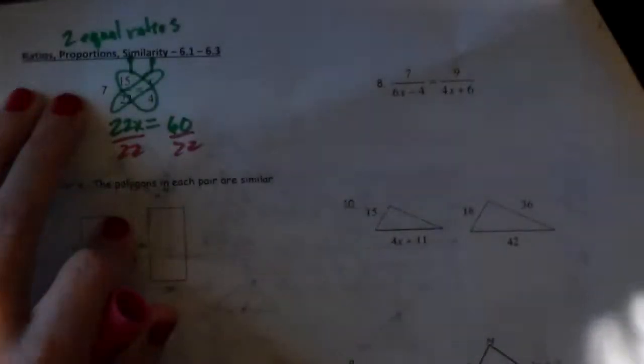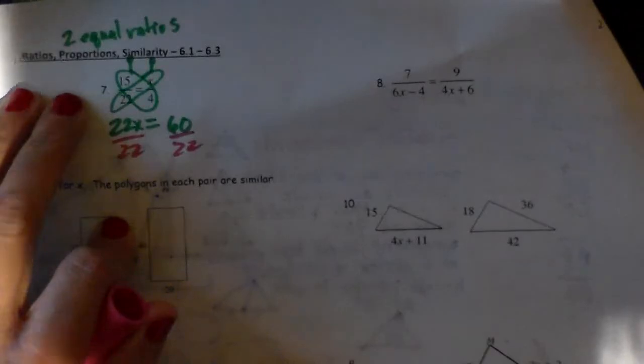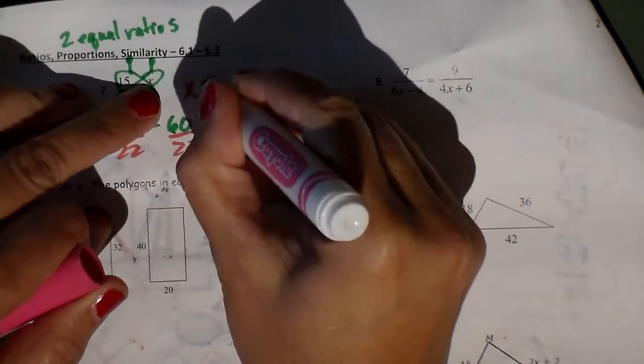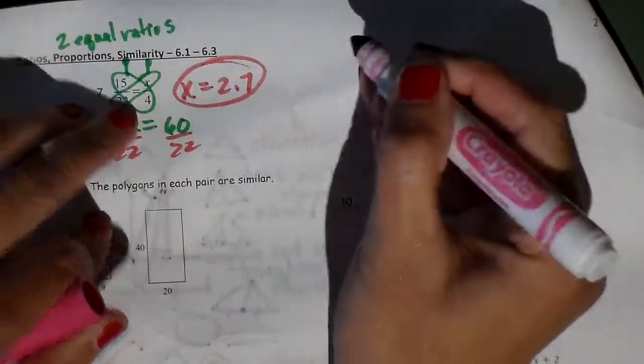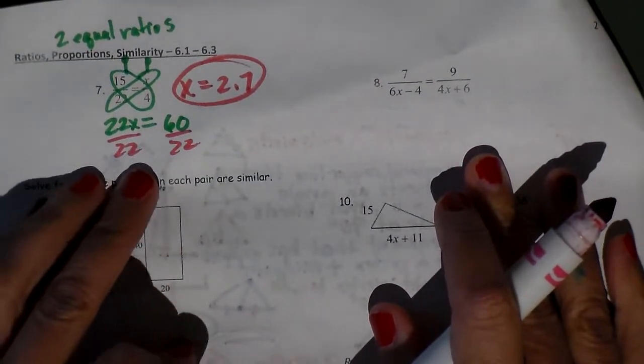So when we do 60 divided by 22, I do not want to think tonight. So you end up getting 2.72 repeating. So x is actually equal to 2.7. We'll just round to one decimal place. And that's how you solve that particular proportion.